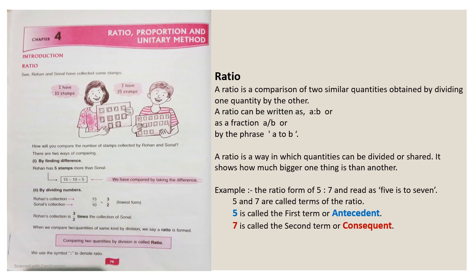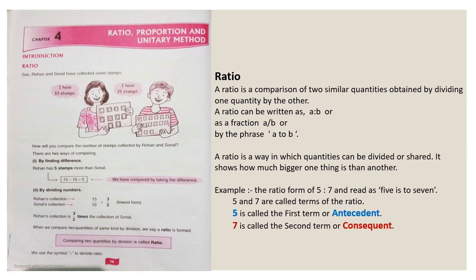Chapter 4, Ratio, Proportion and Unitary Method. Introduction about ratio. Ratio, in a simple way we can say that comparing two quantities by division is called ratio. It means you have to show the comparison of two numbers with the help of division to find the ratio among them.